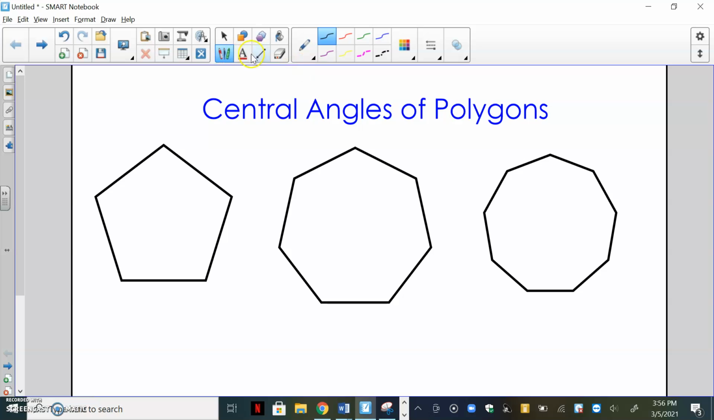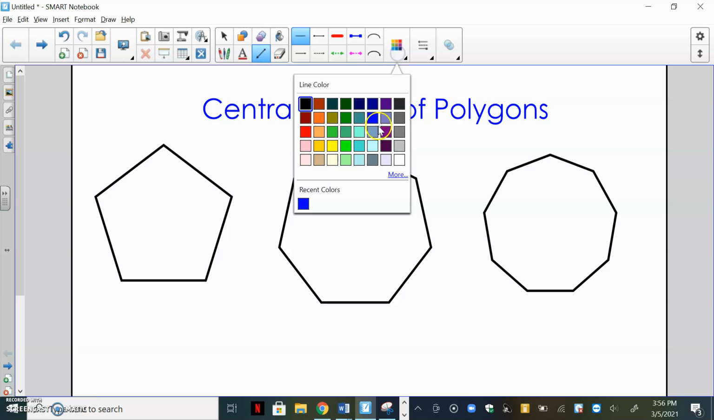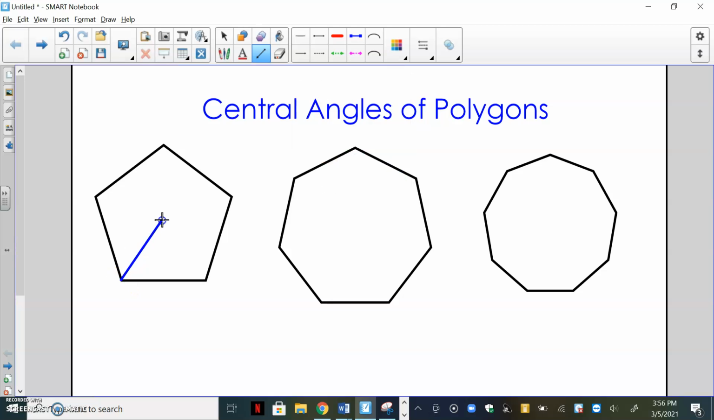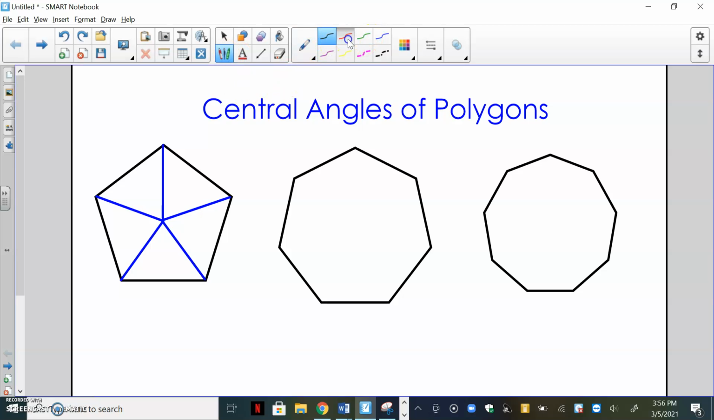First I want to give you a good little visual of what the central angle even is, what it is even talking about. If I were to draw a line from the center out to each vertex of these polygons, starting with this pentagon, a central angle is then each of these. These are all examples of central angles, and they're all the same measure.